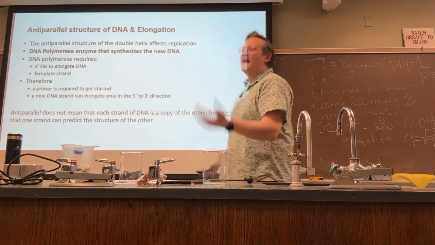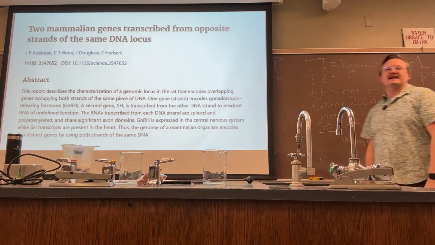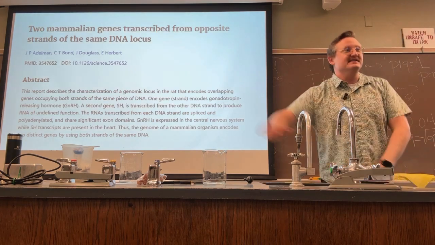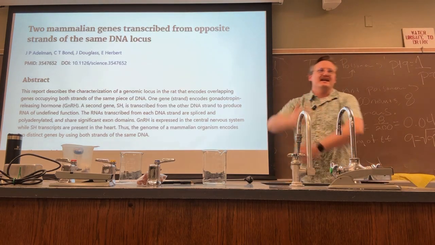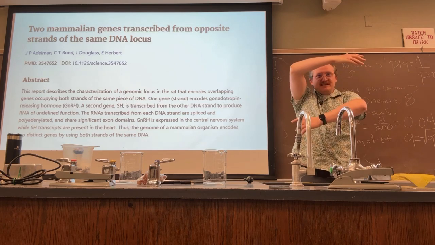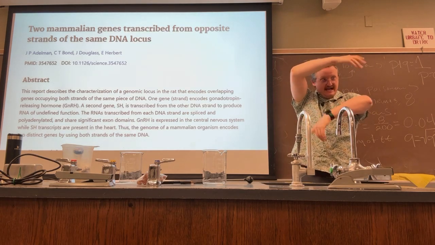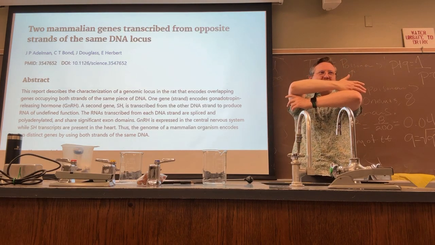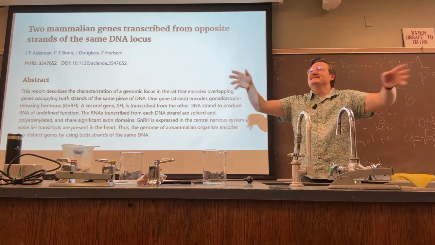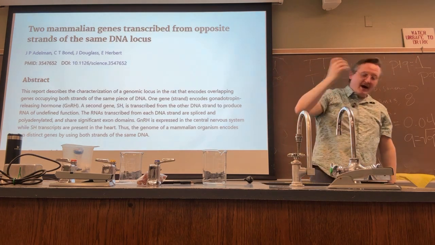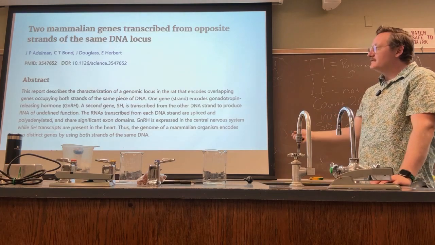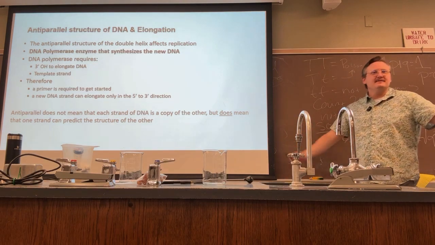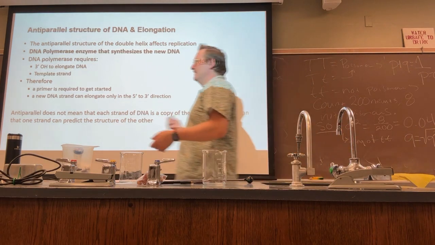Okay? And then I put this abstract up to emphasize that the 2 strands are not identical to one another, because in this research, they're talking about 2 separate genes, one encoded on this strand of DNA and one encoded on this strand of DNA. So they're right opposite one another. All right? So that pretty clearly demonstrates they are not copies. And why do I hit that so hard? Because people get confused about anti-parallel and what it means. And I don't want you to go out into the world confused about what the anti-parallel nature of DNA means. All right?